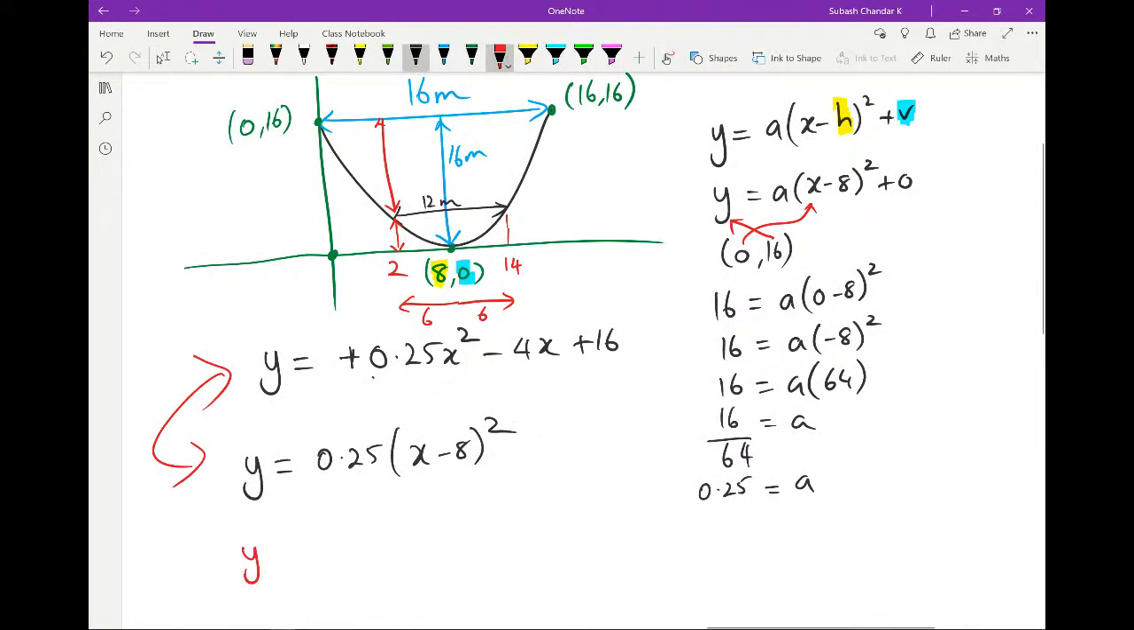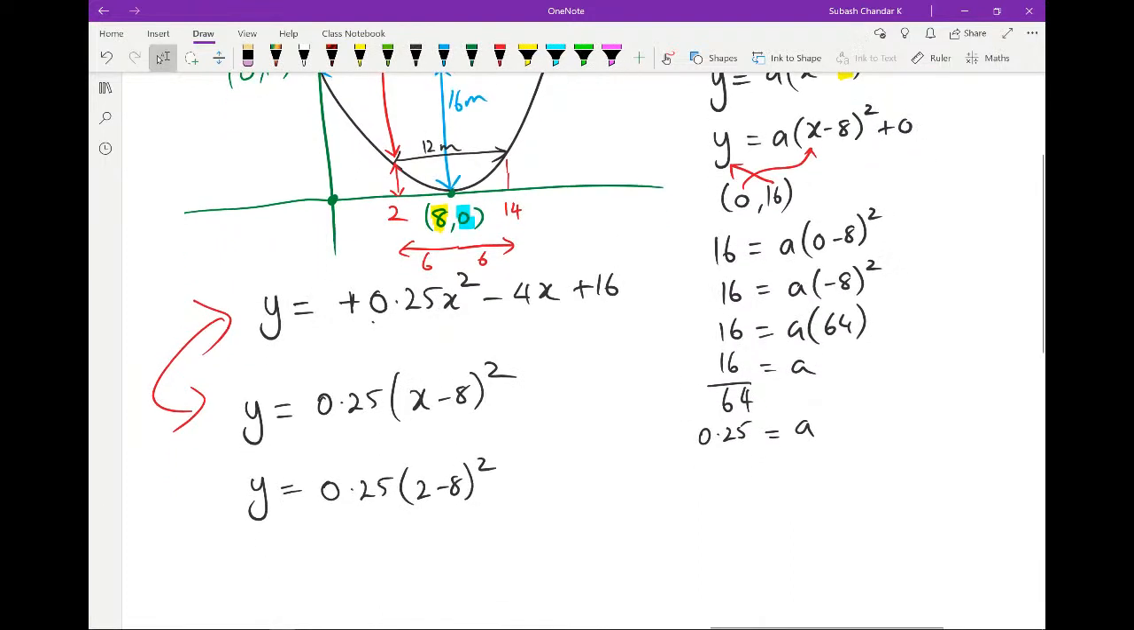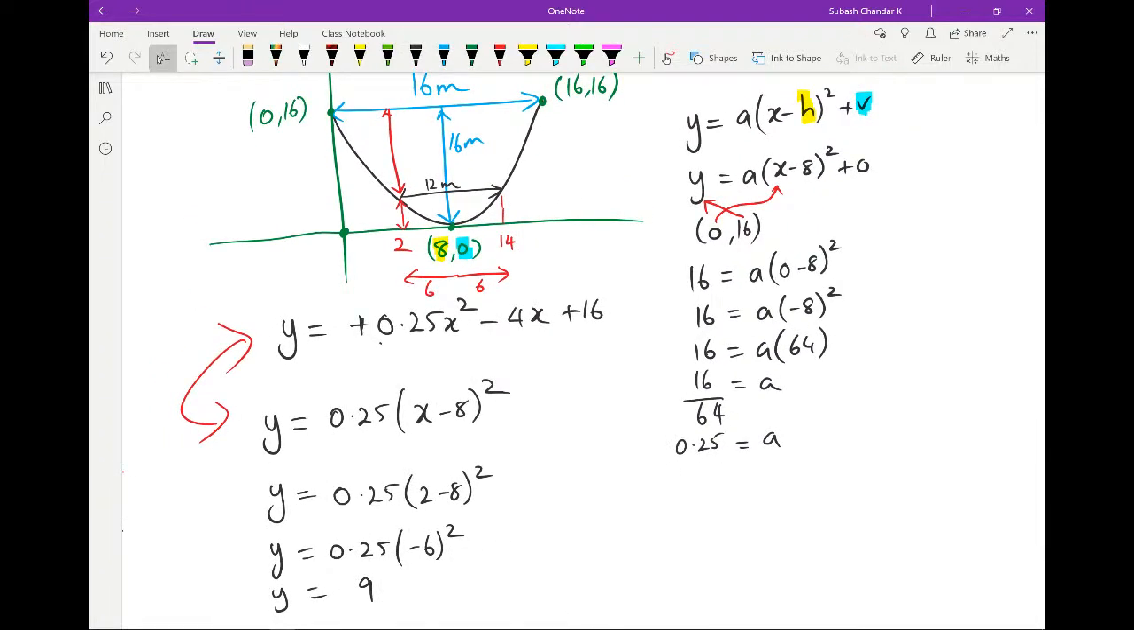So I'm going to get y is equal to 0.25 times (2 minus 8) squared. I got y is equal to 0.25 multiplied by negative 6 squared. So 36 times 0.25, that's 9 is what I get. Now that 9 is the height from there to there, which means the actual depth is going to be 7. Because remember, 16 is how long it is. So we've got to go 16, take away 9 meters, to get 7 meters as the final depth.